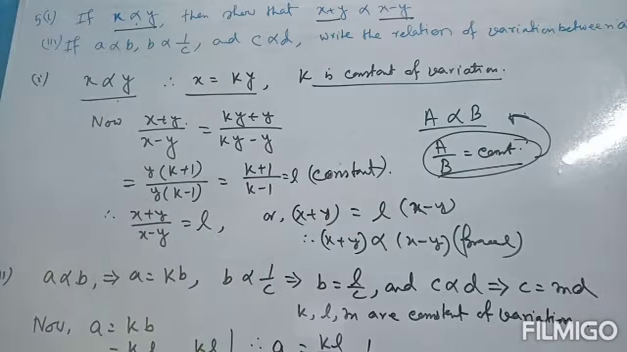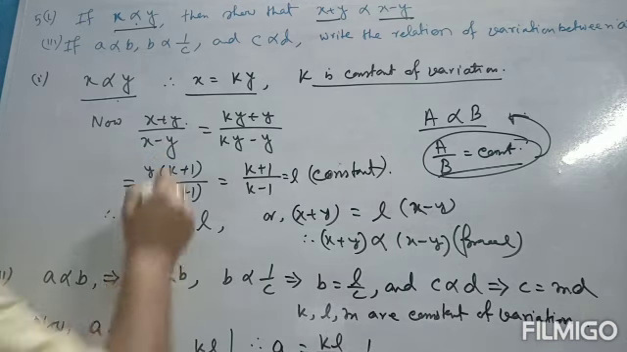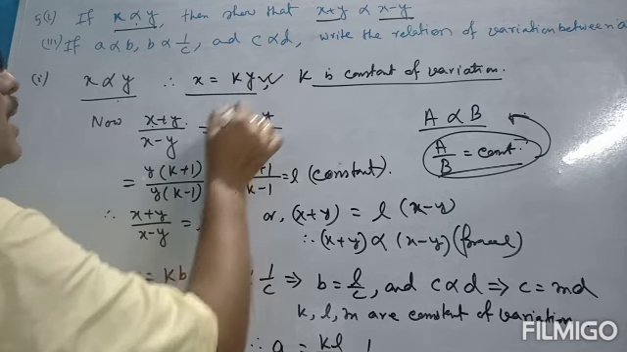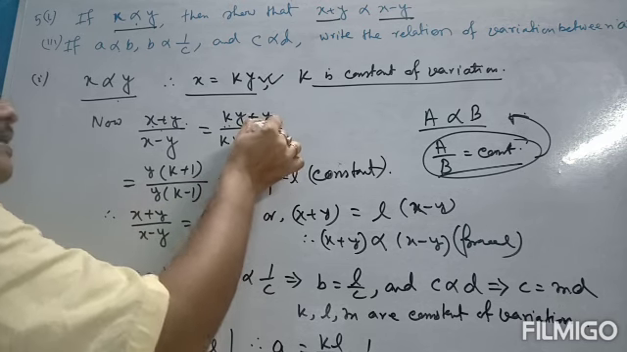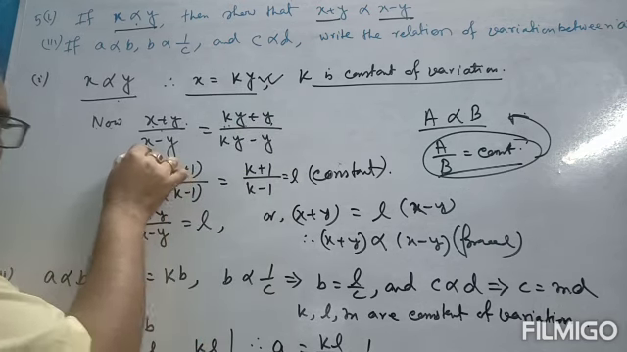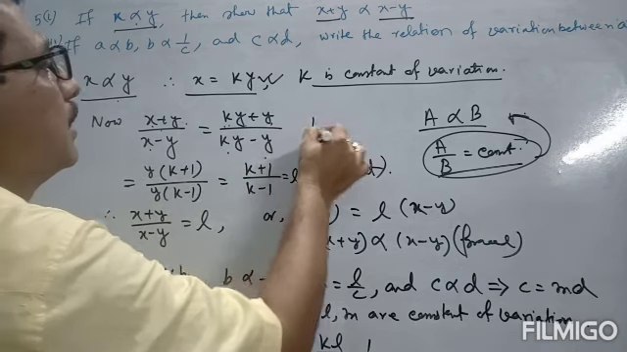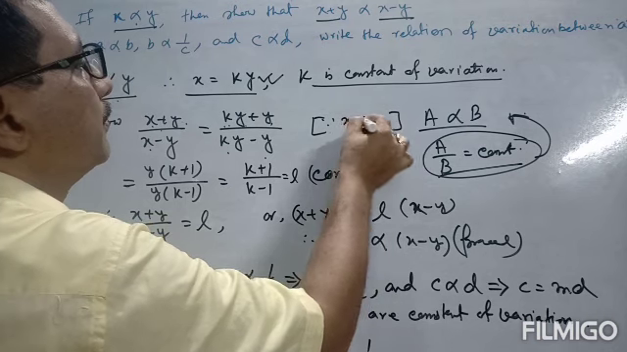Now consider this, X plus Y by X minus Y. Now in place of X we can write K into Y. Just put X is equal to KY. Y remains the same. In the denominator also put X is equal to KY minus Y. Since X is equal to K into Y.